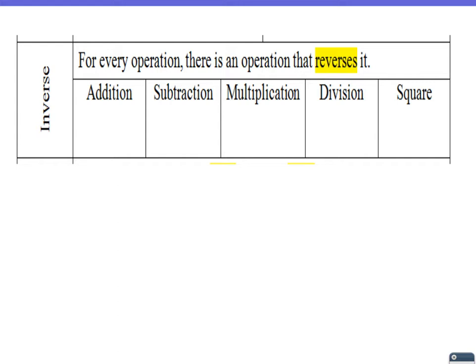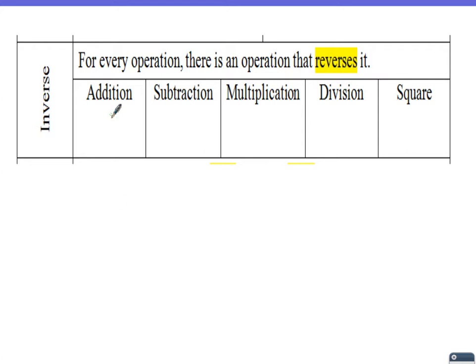Inverse has to do, and notice I highlighted the word reverse. Okay. And I did forget to mention up at the top, there's the definition, and what I've highlighted are the missing words. Okay, so for every operation, anything that you add, subtract, multiply, or divide, there's an operation that reverses it. So it undoes it. But I think of inverse and reverse.